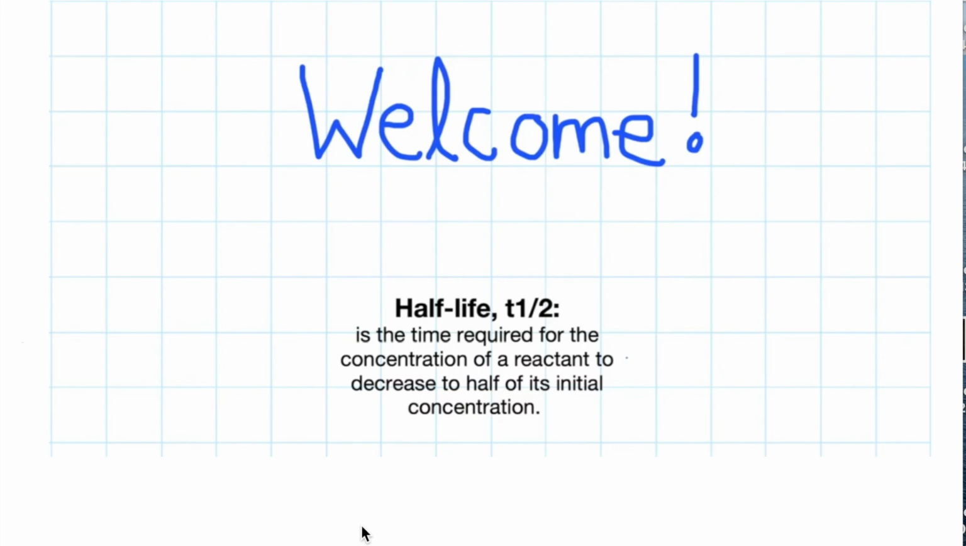Hi, welcome. In this video, we will learn how to derive half-life equations for a first-order reaction. But first, let's remember the definition for half-life, or T1/2. It is the time required for the concentration of a reactant to decrease to half of its initial concentration. Having said that, we can get started.